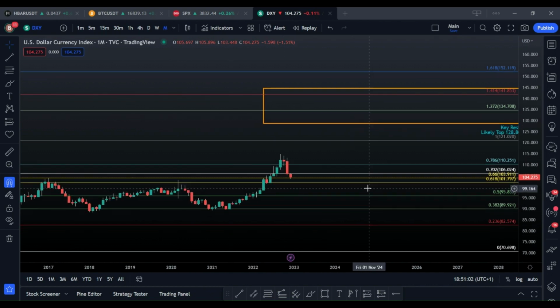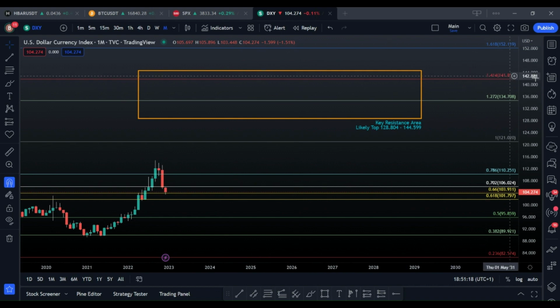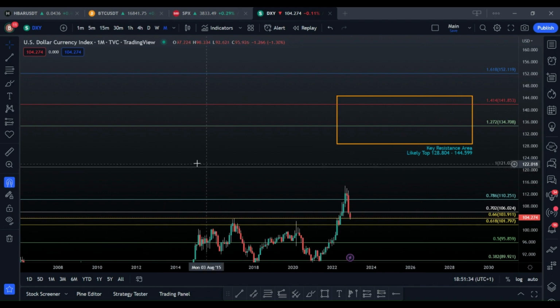And we can see right here that the DXY has retested it basically as resistance ever since 2017, 2020 as well, being rejected. And now we can see that it's being held as support actually, so expect the DXY to continue to pump upwards towards our impulse targets. Most probably our 1.272, 1.414 targets right here, in between 134 and 141. So yeah, that will be pretty bearish for Bitcoin and crypto overall.